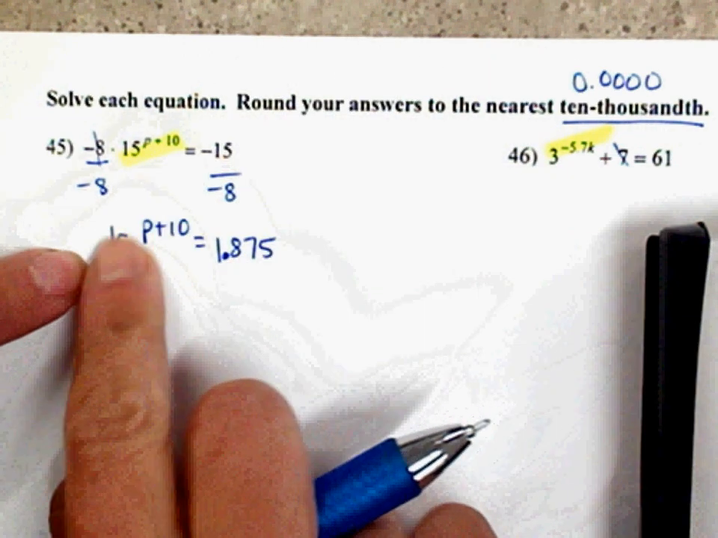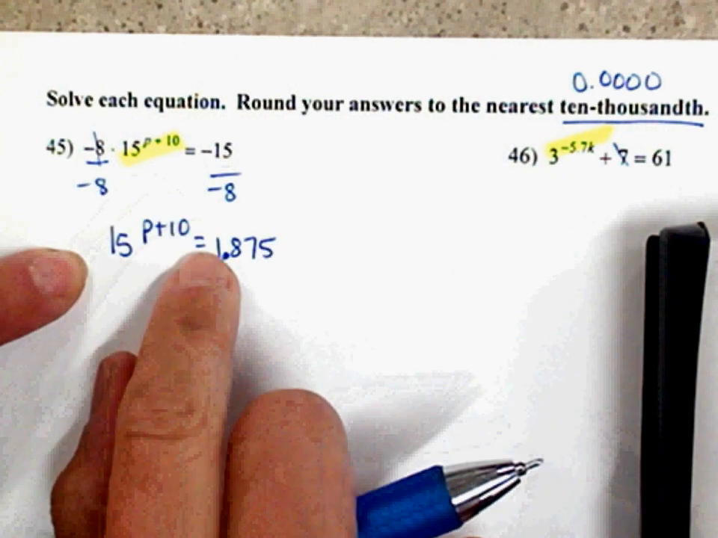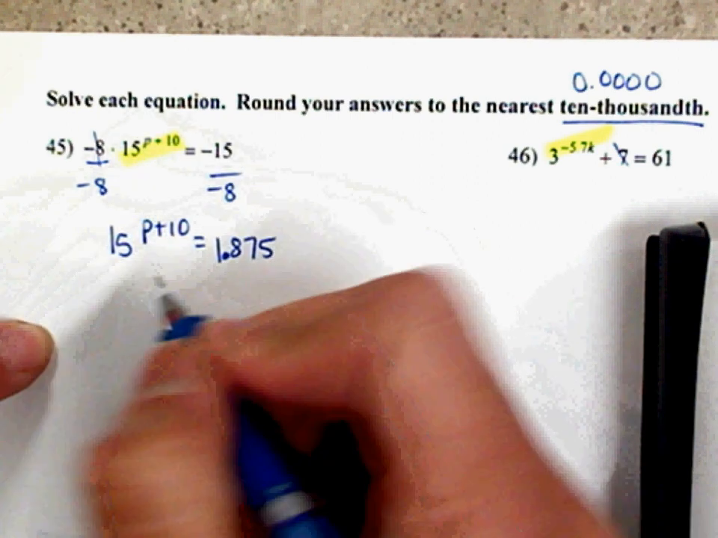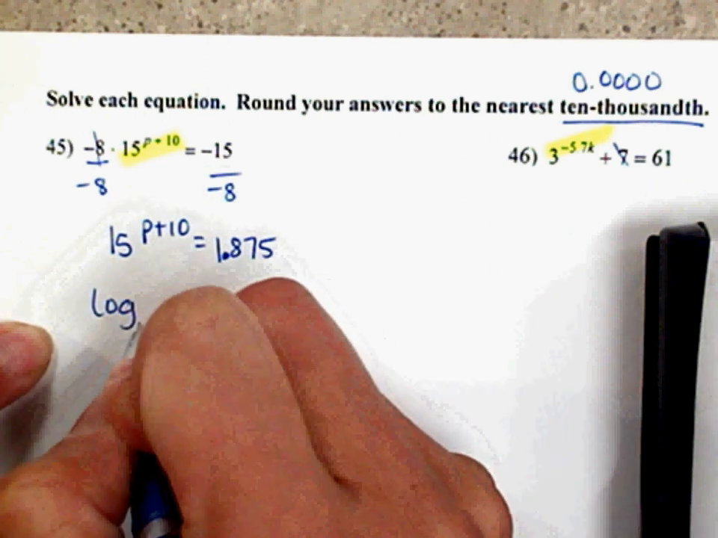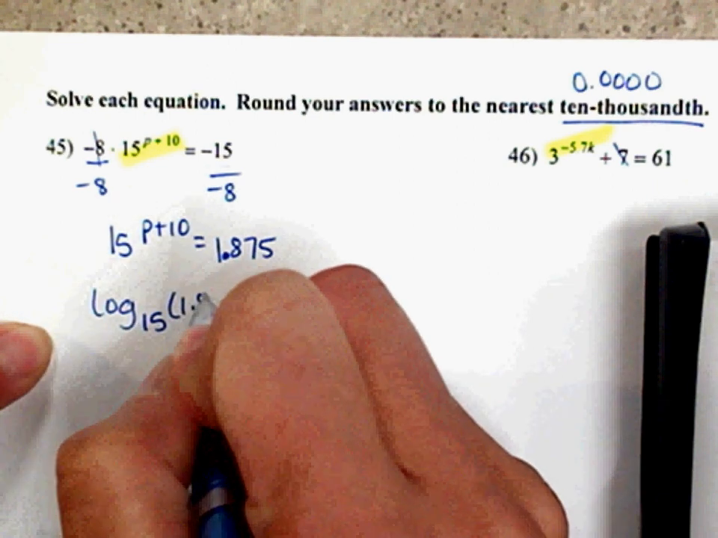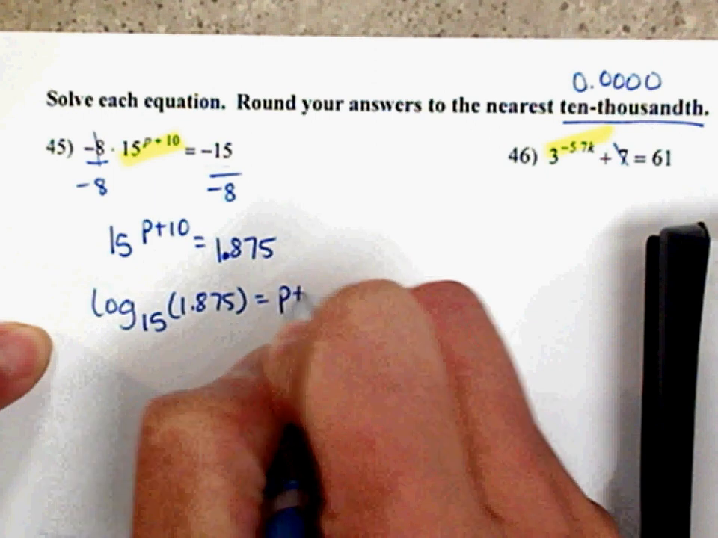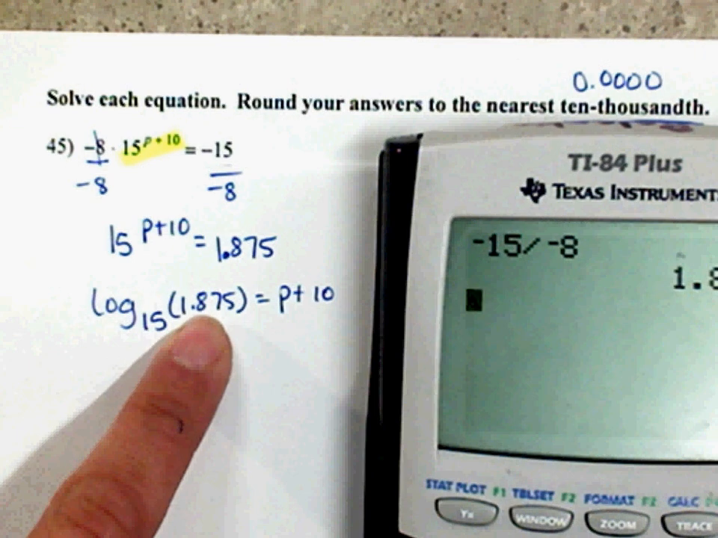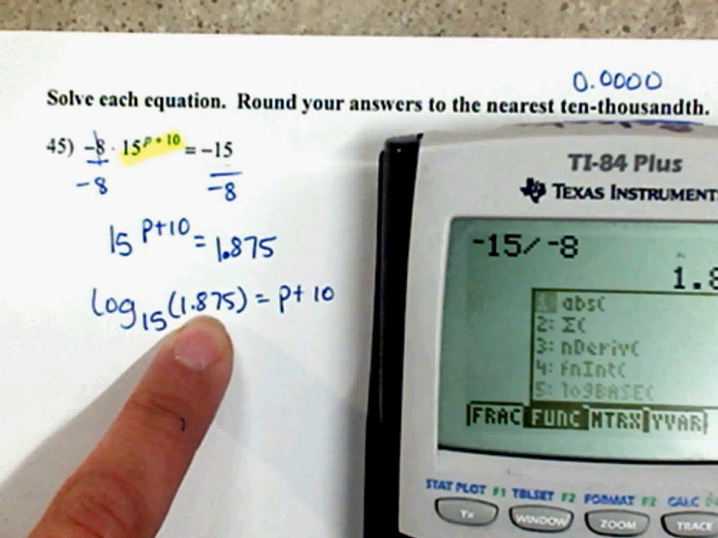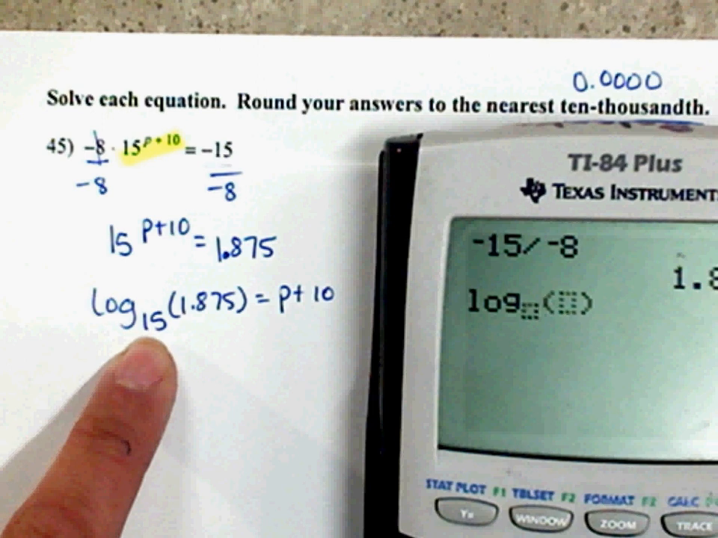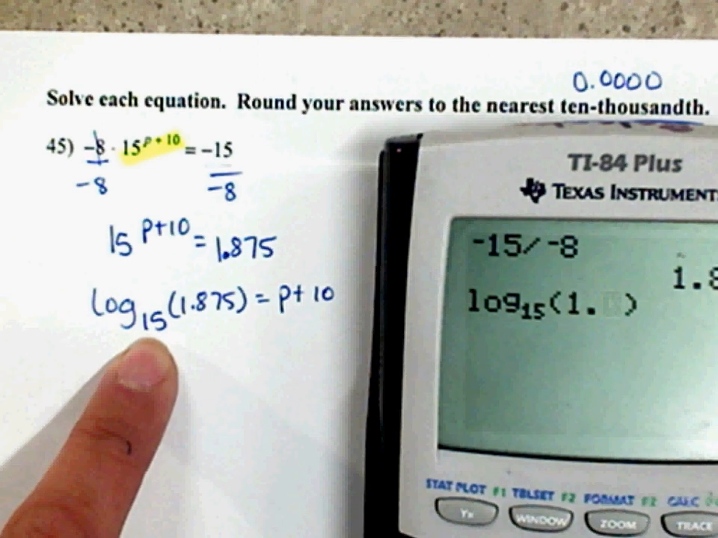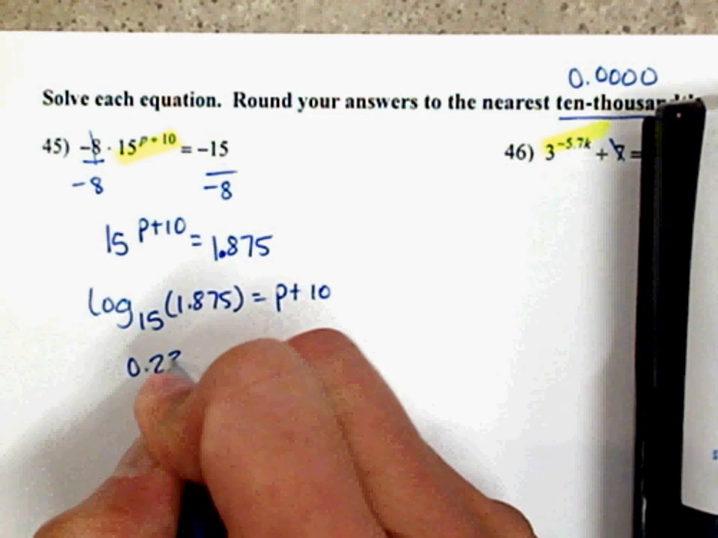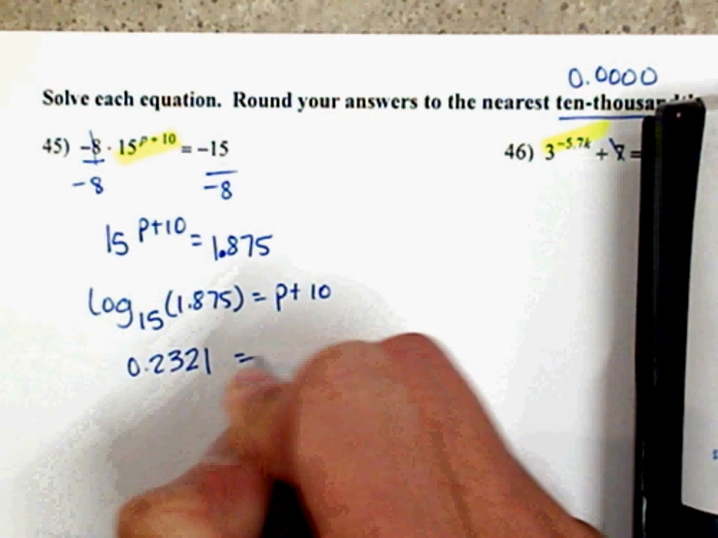Now notice this pattern looks like b to the x equals y. This is an exponential. I'm solving for something in the exponent, so I'm going to use the inverse of that. So I'm going to put log base 15 of 1.875 equals p plus 10. Let's simplify that in our calculator. We're going to go alpha window number 5, 15, right click, 1.875. Comes out to 0.2321 equals p plus 10.